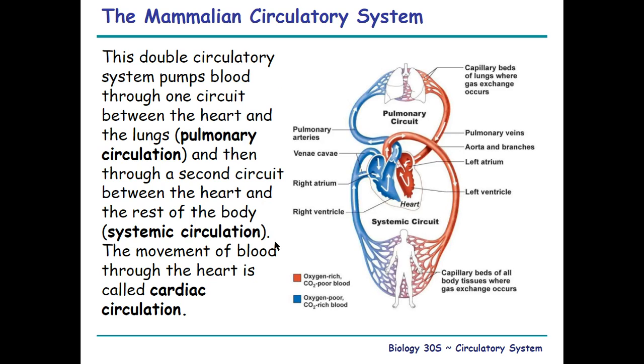This double circulatory system pumps blood through one circuit between the heart and the lungs, the pulmonary circulation, and then through a second circuit between the heart and the rest of the body, the systemic circulation. The movement of blood through the heart is called cardiac circulation.